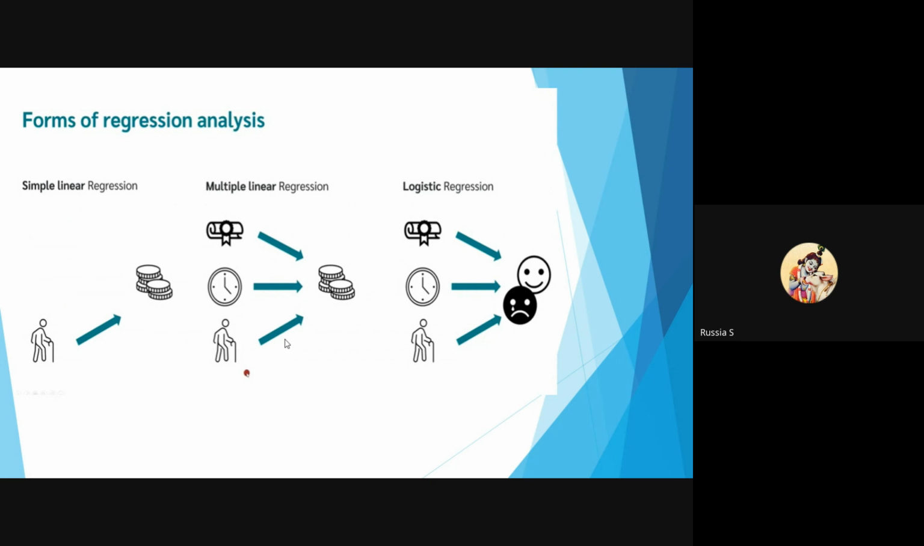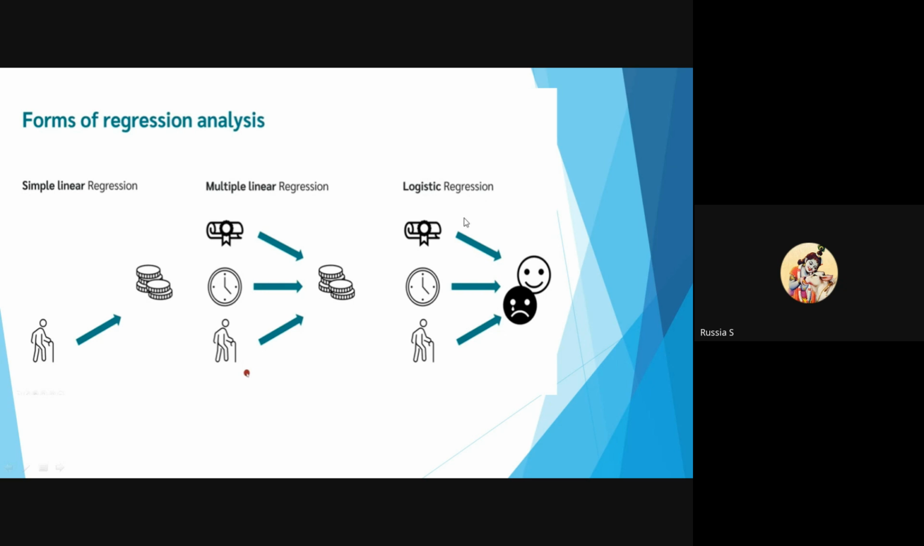Forms of regression analysis. In this regression, there is one variable influencing another variable, the target variable. If we give only the age of the person, it will give some salary for the particular person. So this comes under simple linear regression. Then multiple linear regression means here working hours and then age. So more than one influencing variable is given to the system. It comes under multiple linear regression.